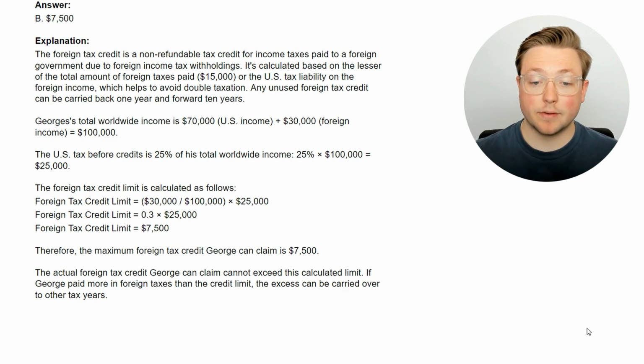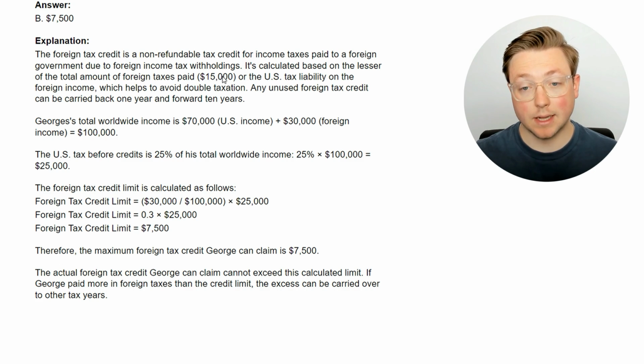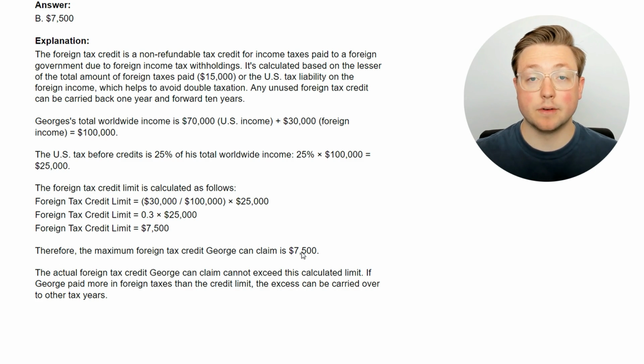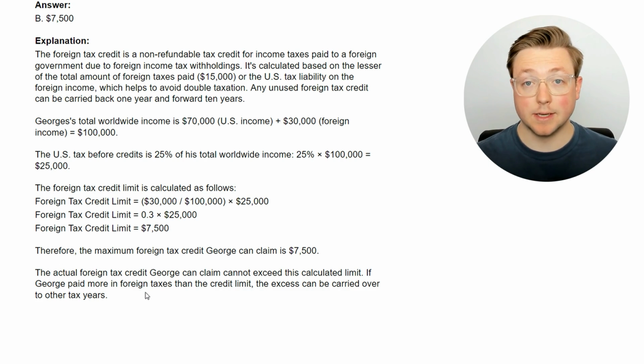And since this $7,500 is less than the total foreign taxes paid, $15,000, then he can only claim $7,500 as the foreign tax credit. And then the remaining $7,500 would be carried back 1 year or forward 10 years. And that's how you calculate the foreign tax credit. And that is the last question of the video.